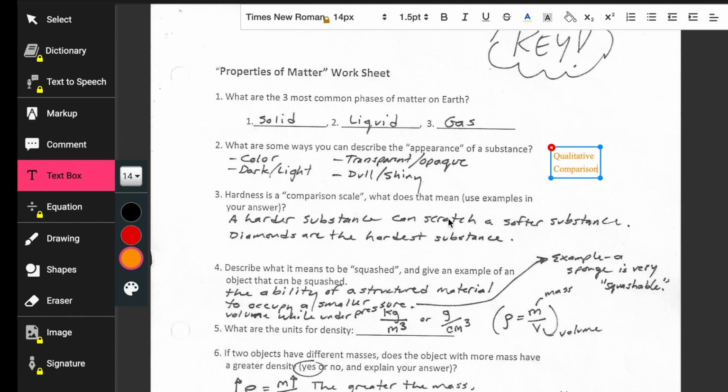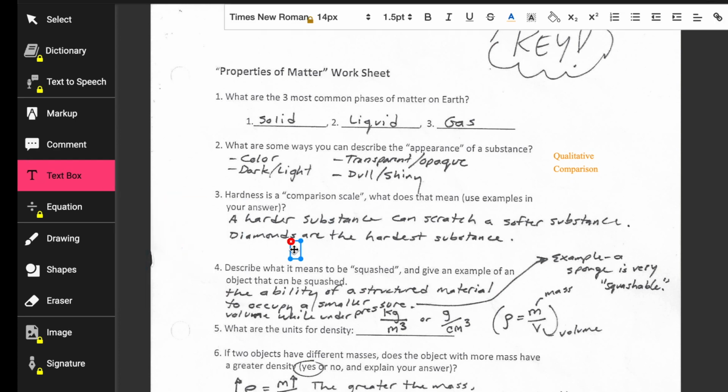So which talks about number 3. Hardness is a comparison scale. What does this mean? So this means that a harder substance can scratch a softer substance. Diamonds are the hardest substance. But what does that actually mean? Well, what that means is this hardness is based on the hardness of a diamond. So the hardness scale is based on the hardness of another substance. So it's comparing, and we actually give this a numerical value, but those numbers represent a relationship to another thing.